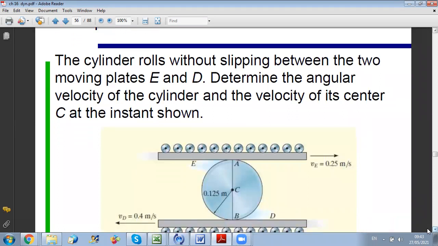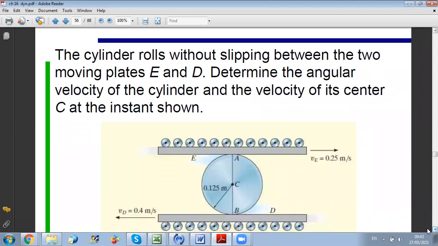Another problem, the cylinder rolls without slipping between two moving plates E and D. Determine the angular velocity of the cylinder and the velocity of its center C at the instant shown. Right, here we have rolling without slipping, but please pay attention, the ground is not fixed because it is between two moving plates. So always pay attention. The instantaneous center is on the ground when the ground is fixed. Here in this problem it's not the case. We have rolling without slipping but the contact is with moving plates.